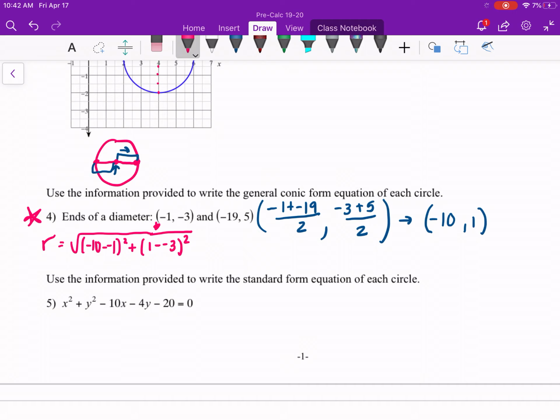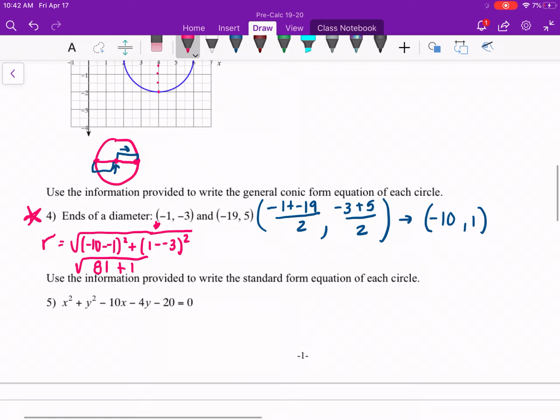Obviously, everything you guys do, you do at home, so you have the ability to look up any formulas that you need. That's the advantage to doing your work online. So if you don't know the distance formula, just Google it. This should give me the square root of -9 squared, which is 81, plus 4 squared, which is 16.